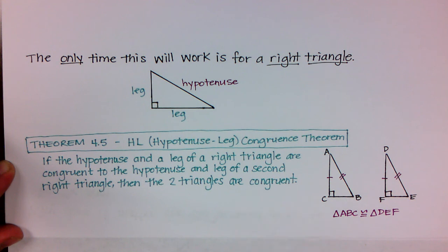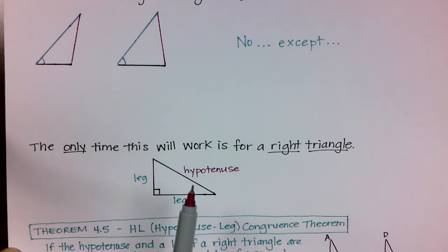Okay, so in this case it kind of looks like SSA. I'm not going to say it backwards. I think you know why. But SSA, a side, another side, and an angle, will only work for right triangles. And so that's why we're calling it the HL, the hypotenuse leg congruence theorem. So we're always reminded that it's only for two right triangles. Okay, so let's do an example based on this then.